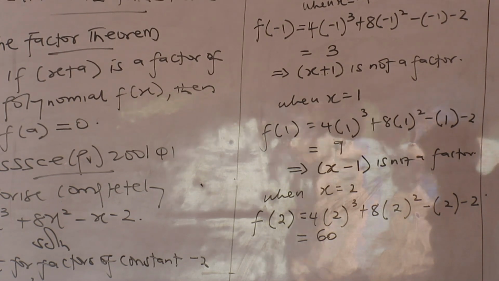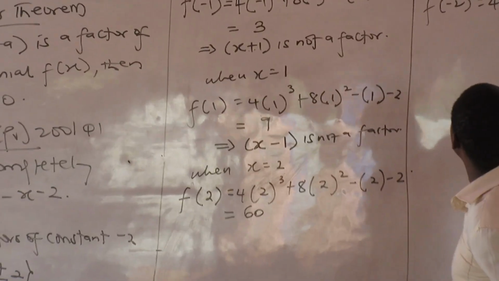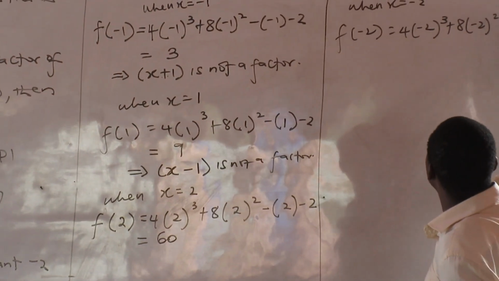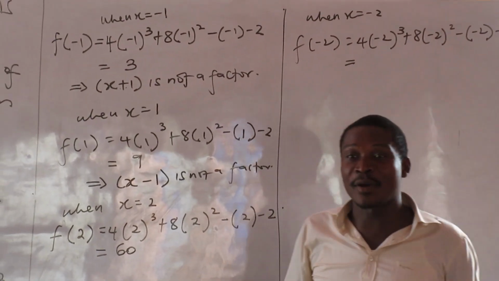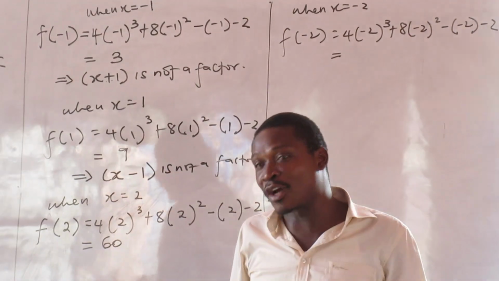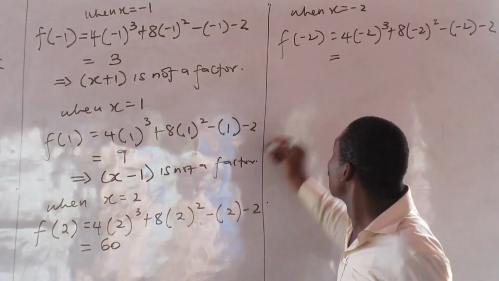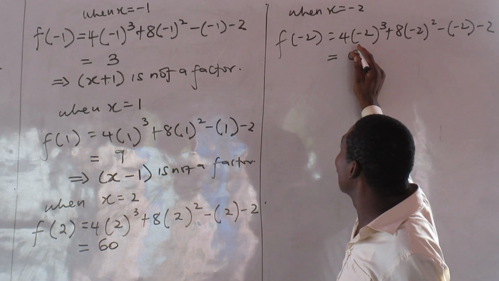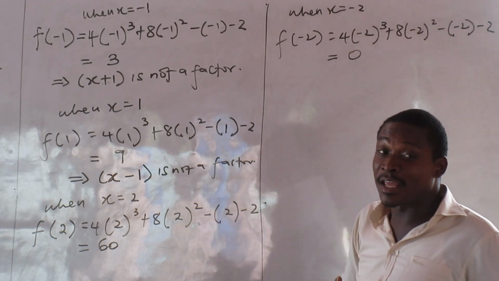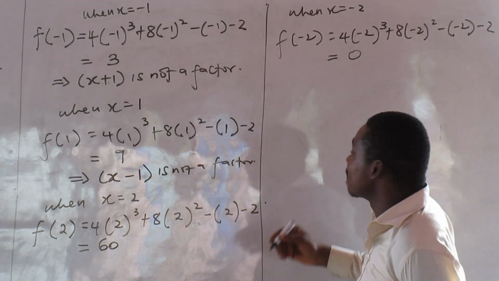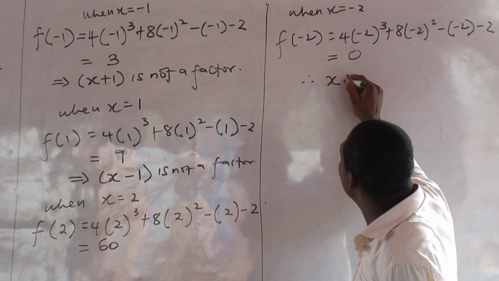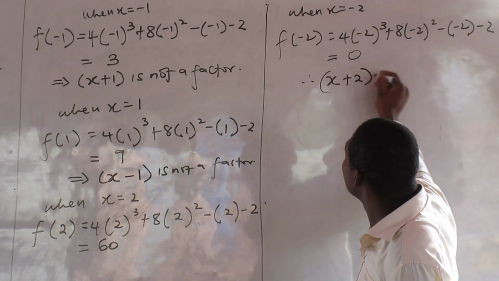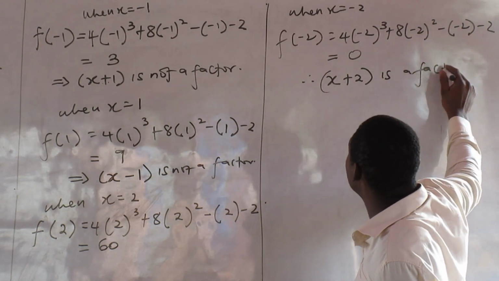Try this one too. When x is minus 2. Let's go. 4(minus 2) cubed plus 8(minus 2) squared minus (minus 2) minus 2. Good. You have to test for the constant. But if you know that it will give you 5, you can also do random tests. You can check and see what can give you the 0. So therefore x plus 2 is a factor. Do you agree?